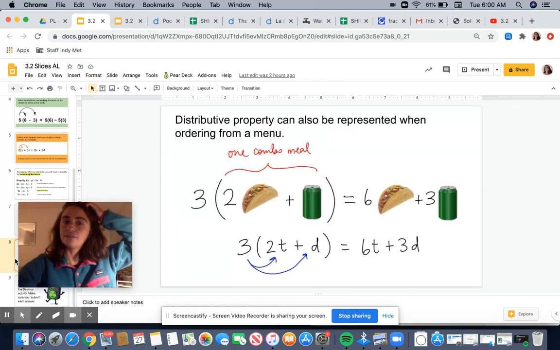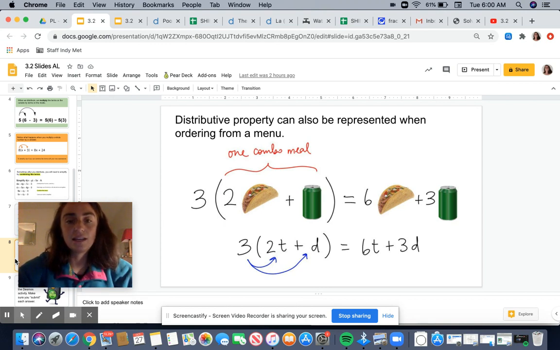You could also think of distributive property as ordering off a menu. If you were going to get 6 tacos, you wouldn't go up and say, I want a taco, a taco, a taco, and a taco. You would say, I would like 6 tacos. So here we'd see that maybe there's 3 people ordering 2 tacos, but they're all on the same bill. So you could distribute the 3 people times the 2, and you'll realize that is 6 tacos. And then if all 3 people want a drink, 3 times D would be 3 drinks.